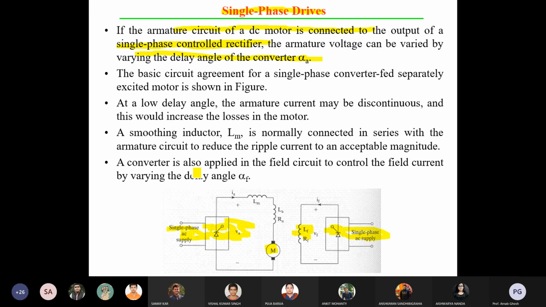That signal is fed to your SCR. Normally in a MOSFET or IGBT, you give a constant voltage to run the IGBT, the MOSFET or the BJT. But the SCR is a latching device. It is a latching device, so only one signal is sufficient to turn on that SCR.